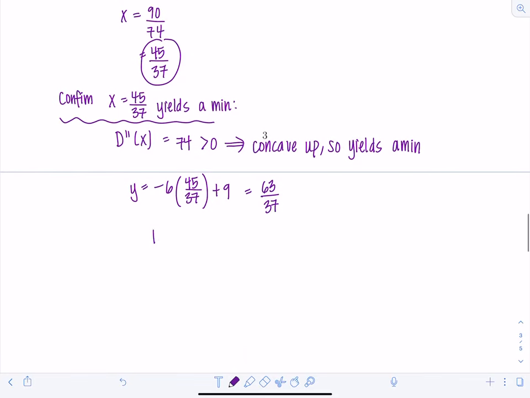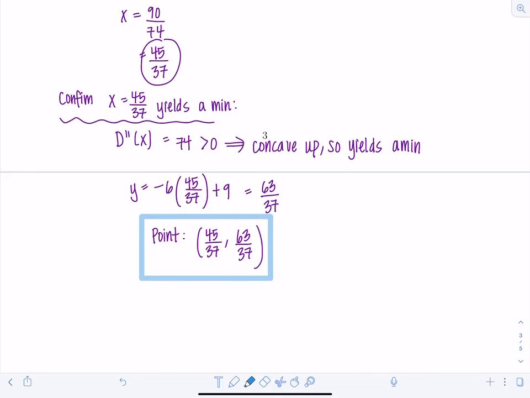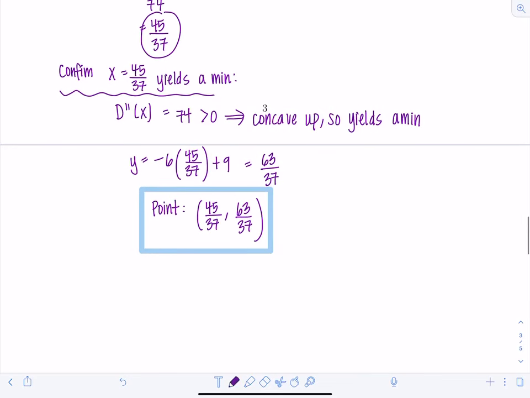So the point has coordinates 45 over 37, 63 over 37. That's our final answer. All right, if you're curious what that is as a decimal, it's approximately 1.22 for the x coordinate and 1.70 for the y coordinate.